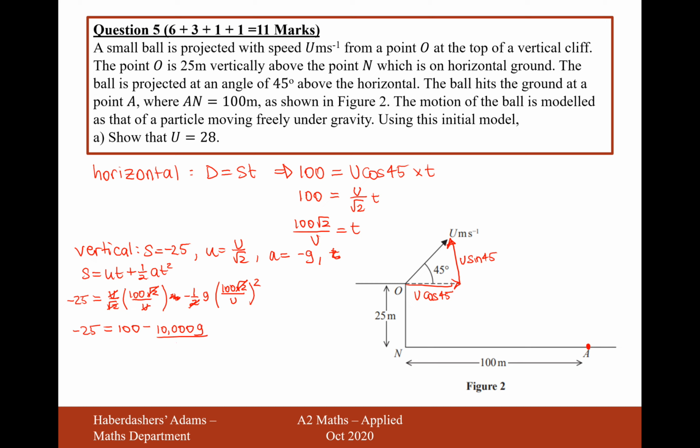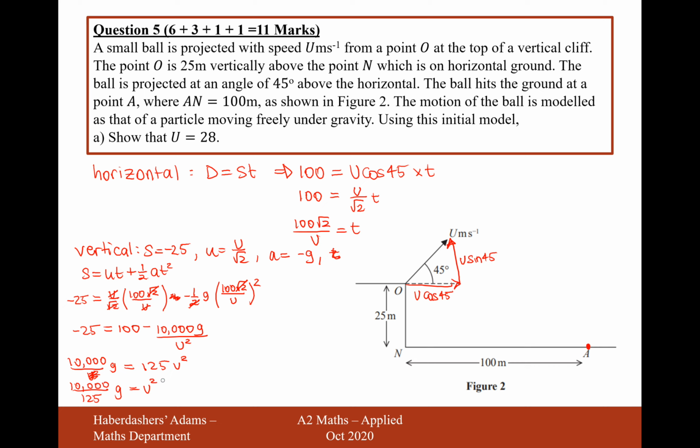g over u squared. Okay, so let's now rearrange this a little bit. It's going to be 10,000 over u squared times g. Let's move that negative bit onto the left, move this minus 25 onto the right, so that's now 125. And let's now multiply the u squared onto the other side, so that's now going to be u squared, divide by 125, so it's 10,000 over 125 times g.